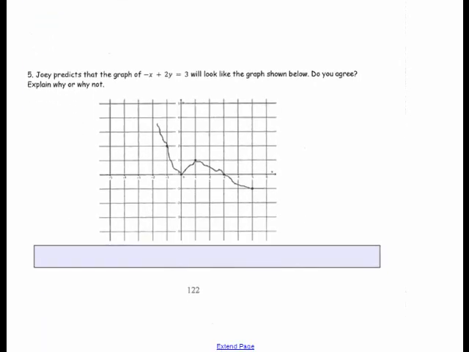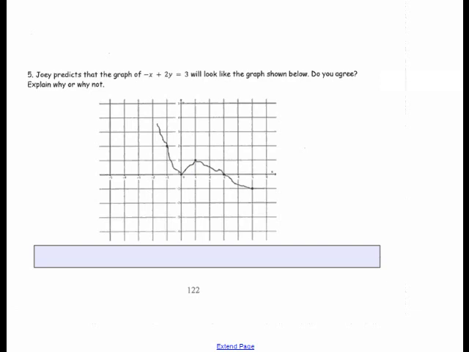Joey predicts that the graph of negative x plus 2y equals 3 will look like the graph shown below. Do you agree? Explain why or why not. Well, let's take a look. We've got a point here, and here, and here, and here. Then we've also got this point here. These points appear to be in a line, while this one does not. So I want to check and see if this ordered pair actually is a solution to our equation. This ordered pair is (0, 0).